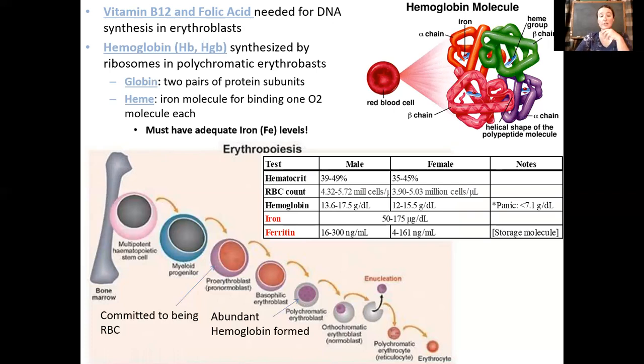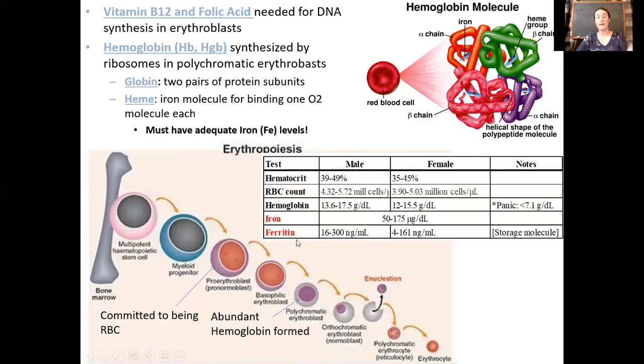In order to actually make hemoglobin, you not only need the DNA, you not only need the amino acids to build the proteins, but also you need to have enough iron. And so when we look at blood test results, oftentimes you will see iron levels and ferritin levels. Iron itself, of course, is directly incorporated into hemoglobin. And so these are the appropriate levels, 50 to 175 micrograms per deciliter. That is the healthy range.